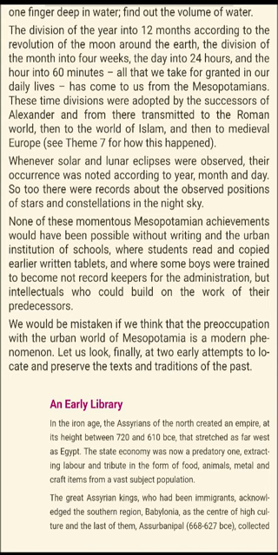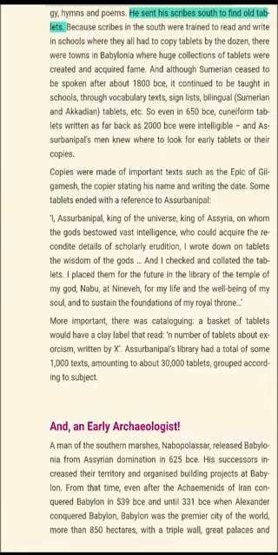The great Assyrian kings, who had been immigrants, acknowledged the southern region, Babylonia, as the center of high culture, and the last of them, Ashurbanipal, 668 to 627 BCE, collected a library at his capital, Nineveh in the north. He made great efforts to gather tablets on history, epics, omen literature, astrology, hymns and poems. He sent his scribes south to find old tablets.